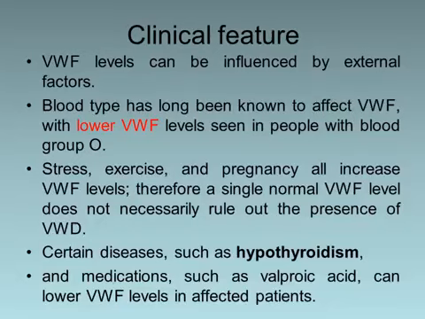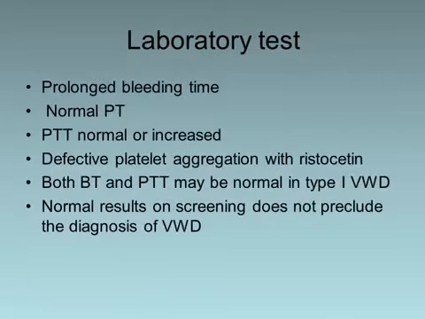Von Willebrand factor level can be influenced by external factors, and there is variation in the level according to blood type. Lower level is seen in people with group O. Stress, exercise, and pregnancy, as I said, increase its level. Therefore, a single normal von Willebrand factor does not necessarily rule out the presence of von Willebrand disease. Certain diseases such as hypothyroidism and certain medications such as valproic acid can lower the von Willebrand factor in affected patients.